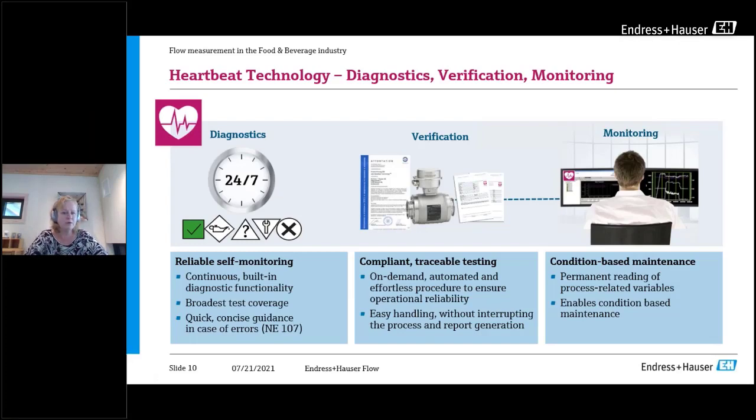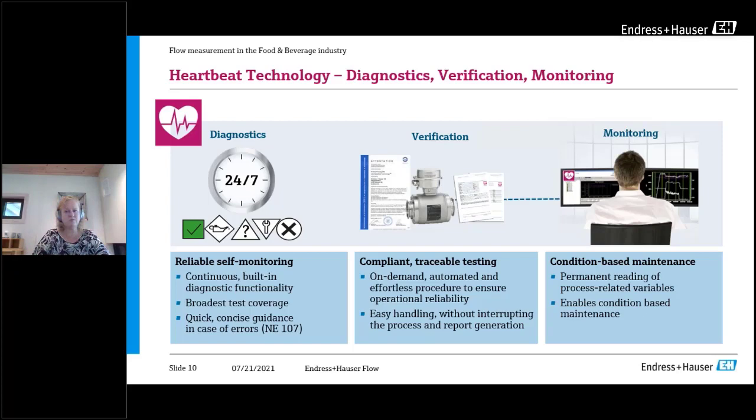Also part of the offering on the Proline is the heartbeat technology. Heartbeat technology is divided into 3 blocks. Starting with the diagnostics, that's the onboard diagnostics functionality in the meter, continuously looking at the health of the instruments and giving warnings or error messages in case something is wrong. Then the second one is the verification. This is an on-demand verification that you can start without interrupting the process and that can also generate a report.